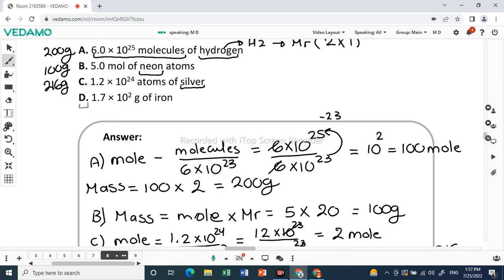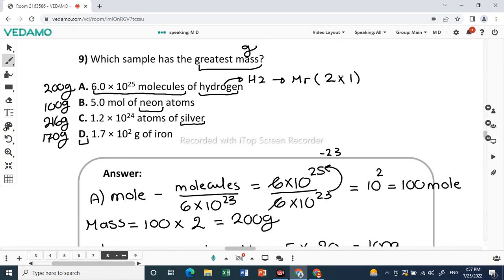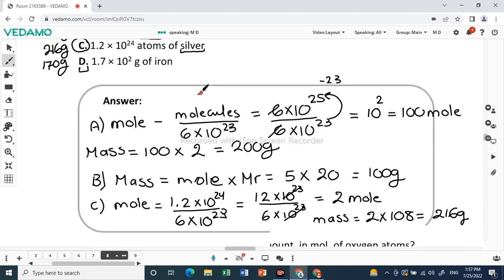Now for D, it's the easiest since the mass is already given. It is multiplied by 10 to the power of 2, which is equal to 170 gram. So we are done now. We've got the masses. So the greatest mass is obviously for the silver, and the answer is C.